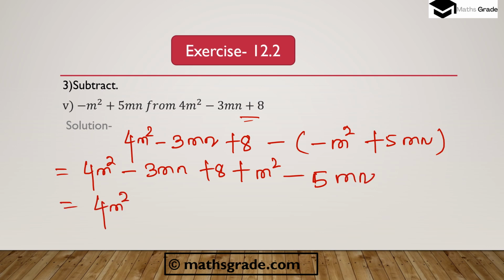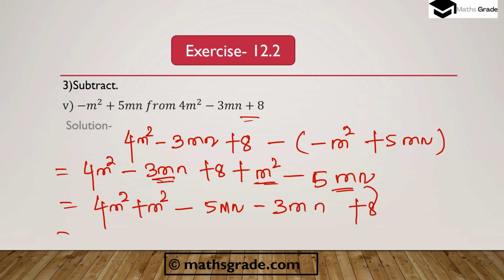It is 4m square plus m square, and minus 3mn minus 5mn. So arrange the similar terms, that is like terms, together. Now 4m square plus m square is 5m square, since 4 plus 1 is 5 and m square is the common algebraic expression. Now minus 5 minus 3 is minus 8mn, plus 8. So subtracting minus m square plus 5mn from 4m square minus 3mn plus 8 is 5m square minus 8mn plus 8.